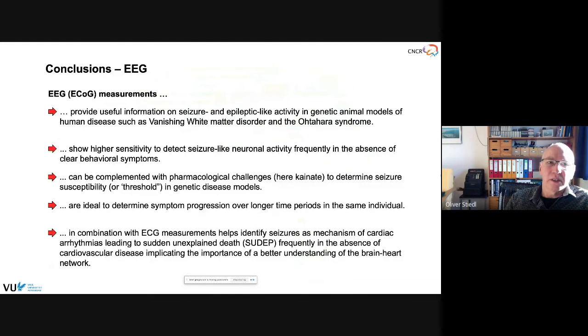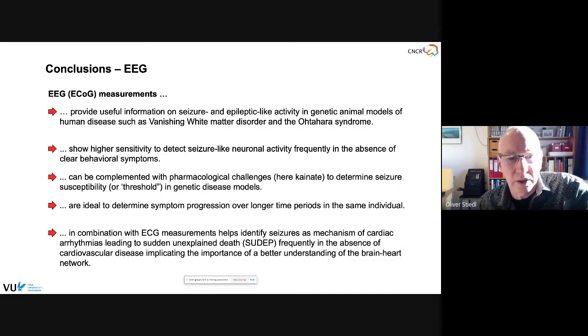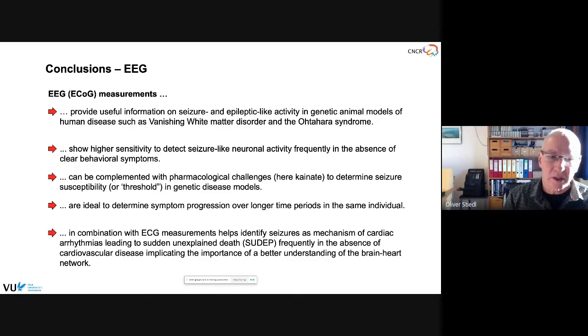And therefore, I think it's important to note that the ECOG signals provide useful information on seizure and epileptic-like activity in general models. They show higher sensitivity to detect seizure-like neural activity in the absence of clear behavioral symptoms, which is very important. They can be complemented with pharmacological challenges to determine the seizure susceptibility, because we know in many disease models, under non-stressed conditions, the system seems to work well, but under challenging conditions, things go wrong.